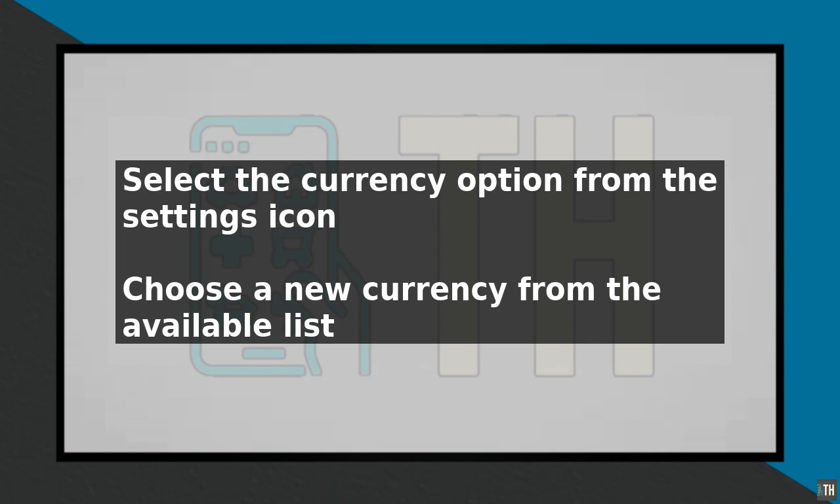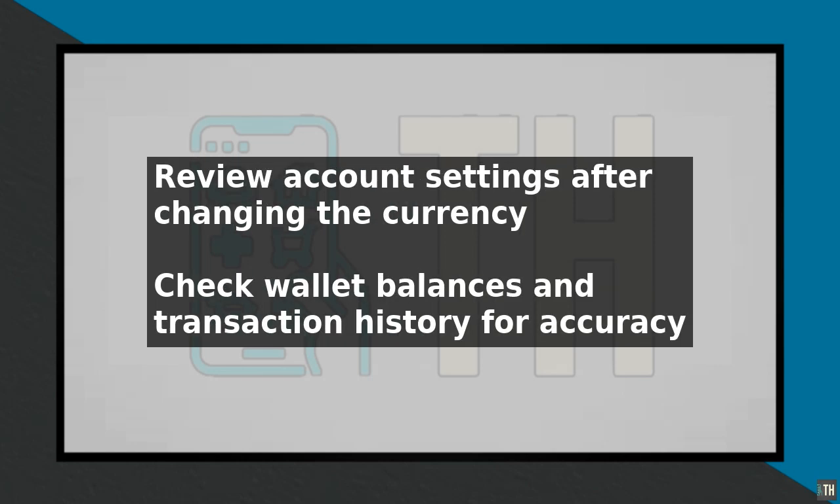After changing your fiat wallet currency, review your account settings to ensure that everything is up to date and accurate. This includes checking your wallet balances, transaction history, and any pending transactions. By following these steps, you can easily change your fiat wallet currency on Crypto.com and continue to manage your cryptocurrencies and fiat funds efficiently. It is always a good idea to double-check the platform's terms and conditions and any applicable laws and regulations in your jurisdiction before making any changes to your account settings.